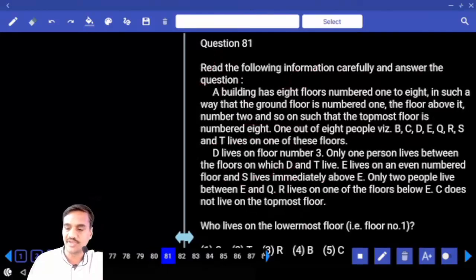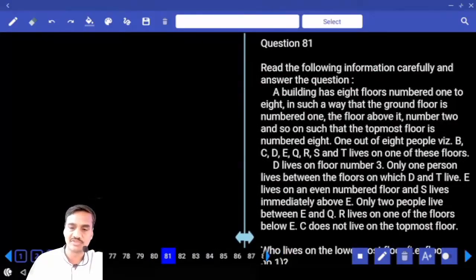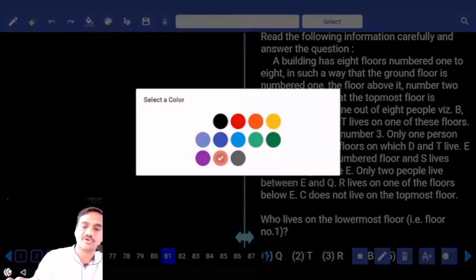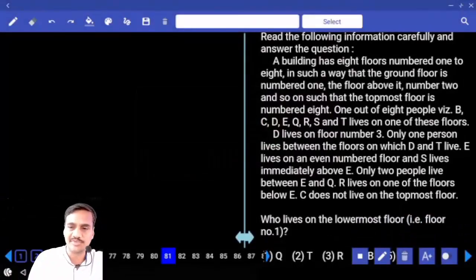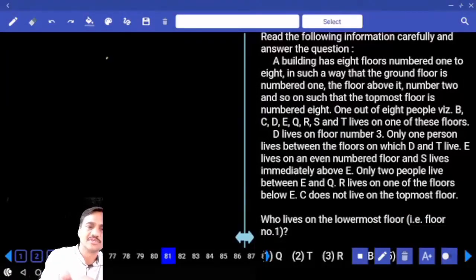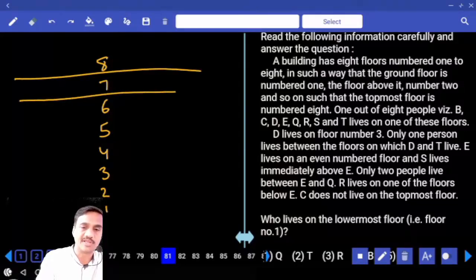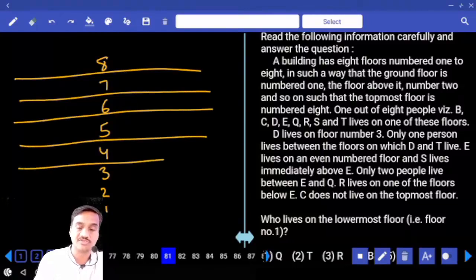Then 81 to 85. Now it is based on floors, and a building has how many floors? 8 floors. And how many persons are there? 8 persons. Now 8 persons are living on these 8 different floors, 8, 7, 6, 5, 4, 3, 2 and 1. Now in this case, no parameter is added. Just we need to find out who is staying on which floor.